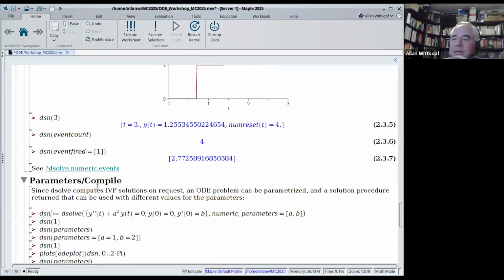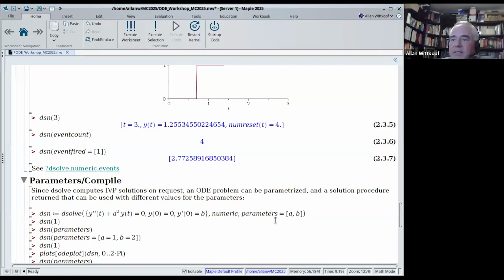Parameters and compiling. Okay. Initial value problem solutions are done on request. So what you get returned is a computation engine that you can use to ask for values, and the values get computed when you ask for them, unless they are already known or unless it's a repeat of a prior value. Or I should say the very prior value.